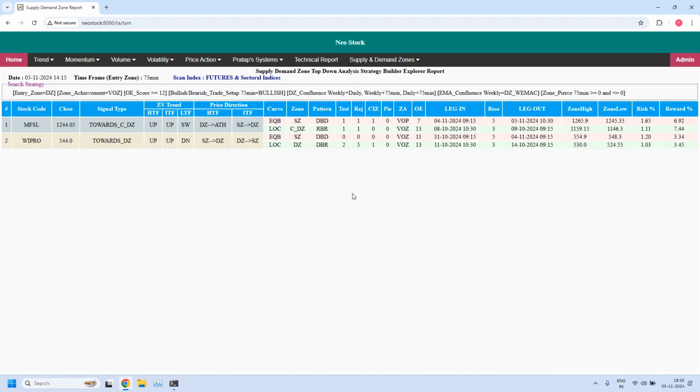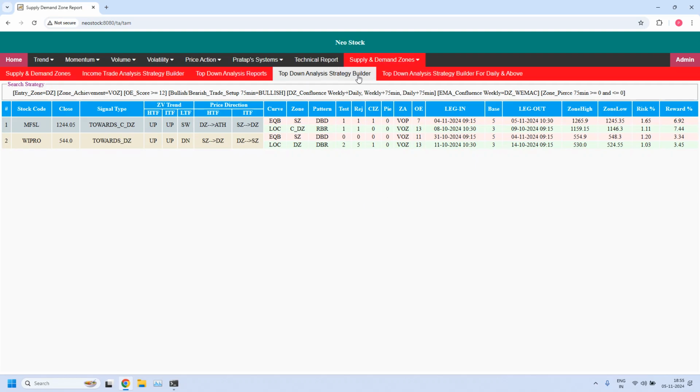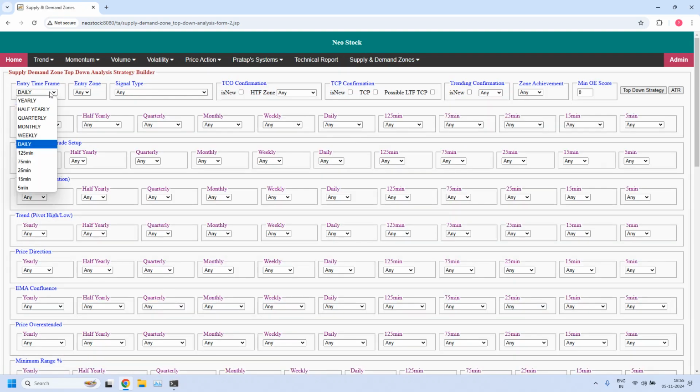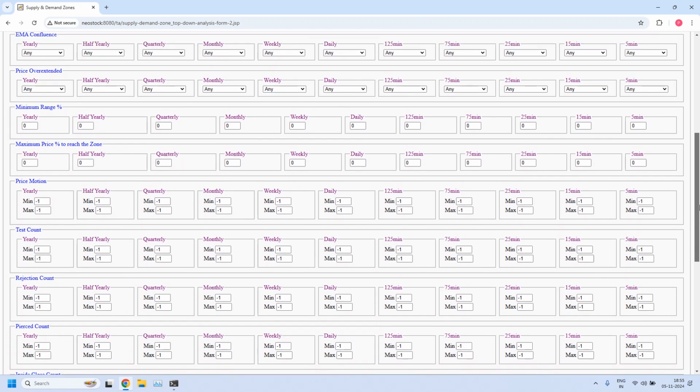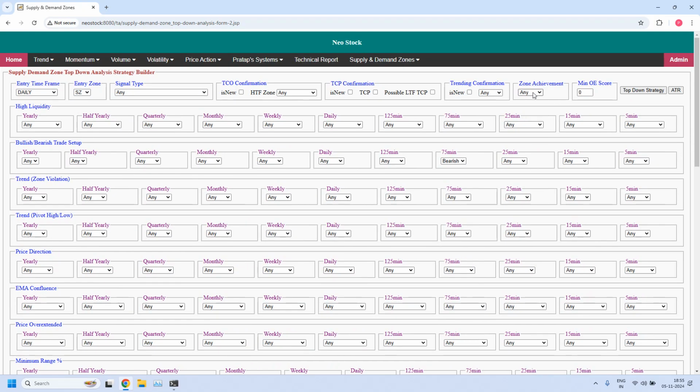So this is about bullish trade setup for weekly income trade. Next, bearish trade setup for weekly income trade. Entry time frame daily, entry zone, supply zone. In bullish or bearish trade setup at 75 minutes, I am selecting bearish. 75 minutes supply zone should not be pierced. So in pierced count at 75 minutes time frame, I am setting minimum value 0, maximum value 0. Zone achievement violated, opposing zone, minimum order enhancer score is 12.